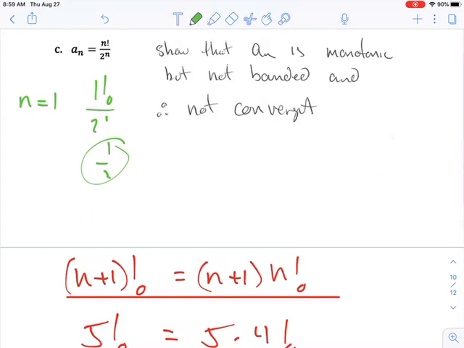But what happens as n gets infinitely large? Well, remember what I just said. A factorial gets larger faster than an exponential. So as n gets larger and larger and larger, the numerator is getting larger faster than the denominator. So when the numerator gets larger faster than the denominator, it approaches infinity. So there's no upper bound. You've got a lower bound, but you don't have an upper bound. So it is not bounded, and therefore it is not convergent.